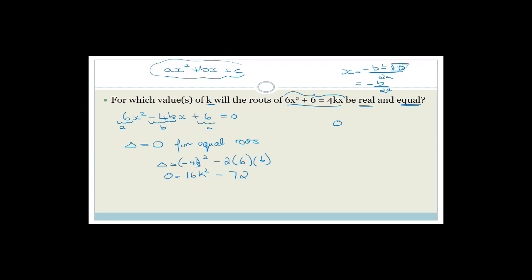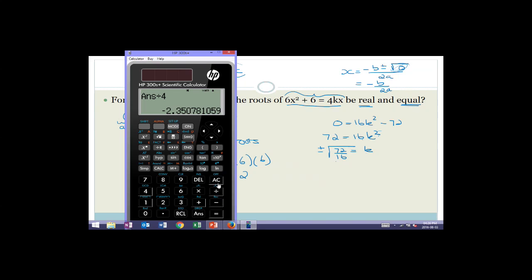So we've got 0 is equal to 16k squared minus 72. I'm just rewriting this so we have space. So then we've got 72 is equal to 16k squared. Therefore, k is equal to plus or minus the square root of 72 over 16. What did I do? I divided both sides by 16, so I have 72 divided by 16. We've got k squared, so we want to find out what k is, so we have to square root both sides. But remember, when we do that, there's a positive and a negative answer. So let's pop that into our calculator now.